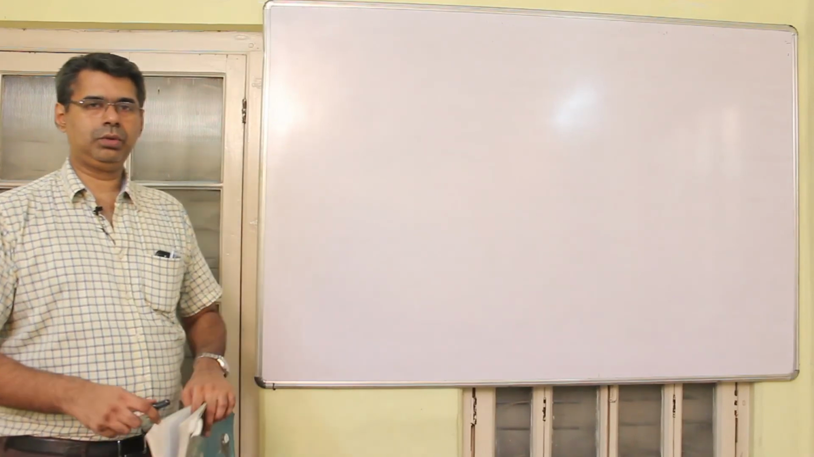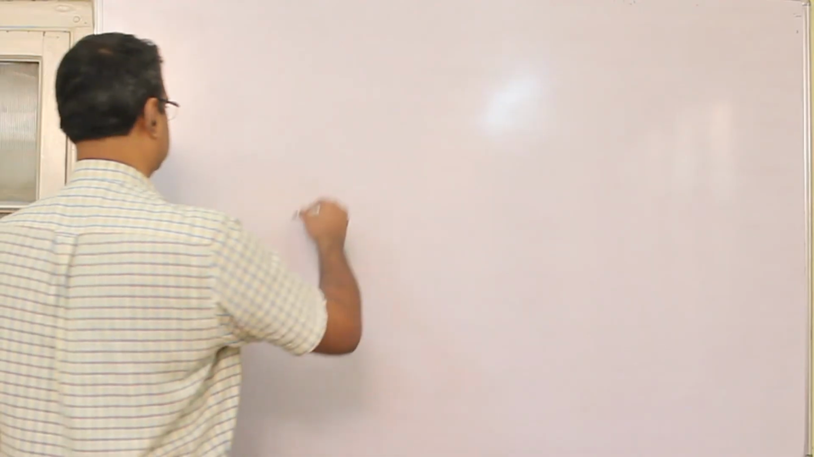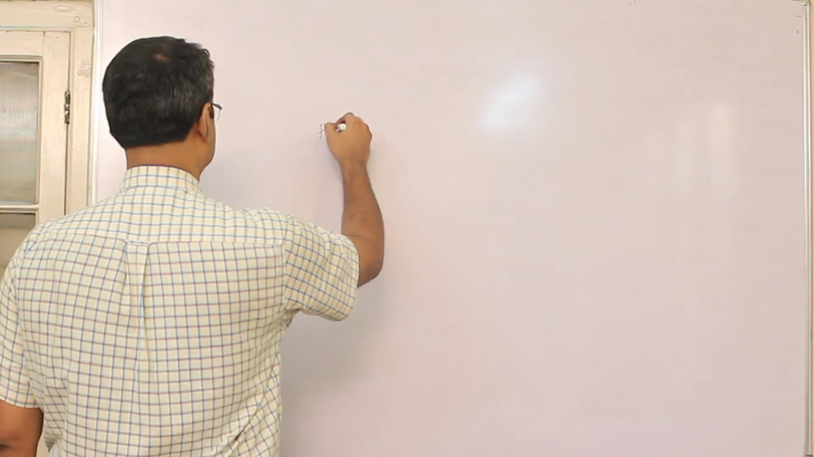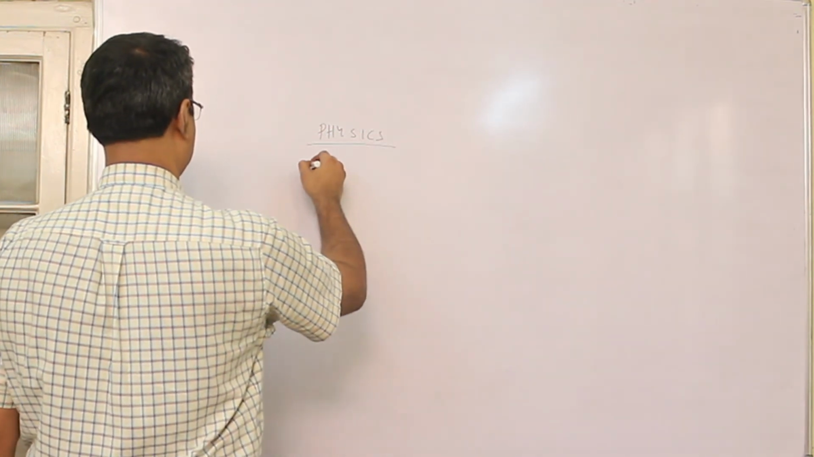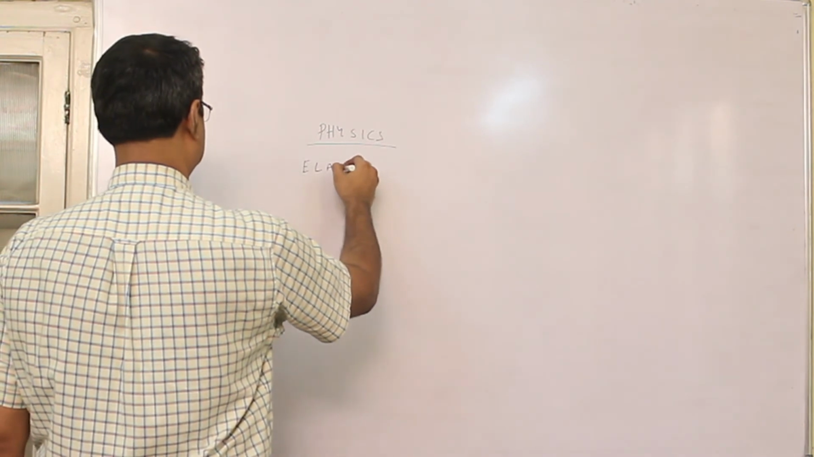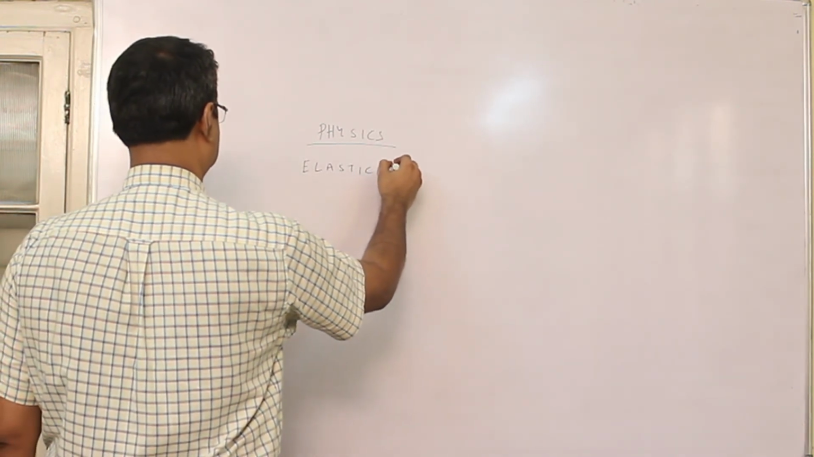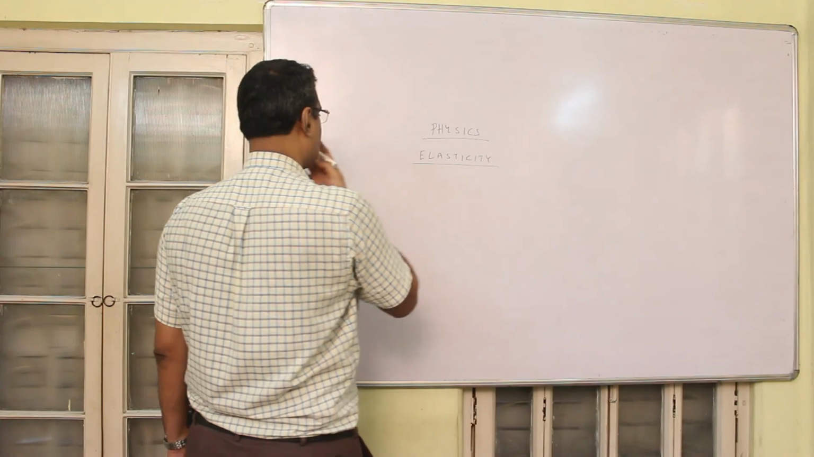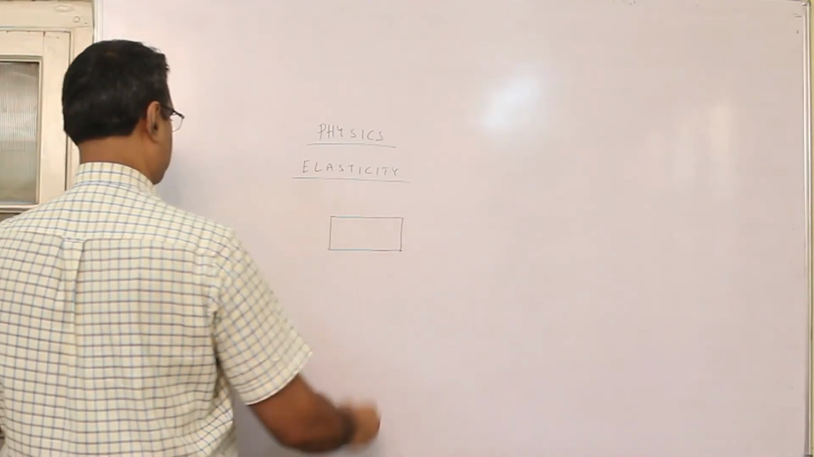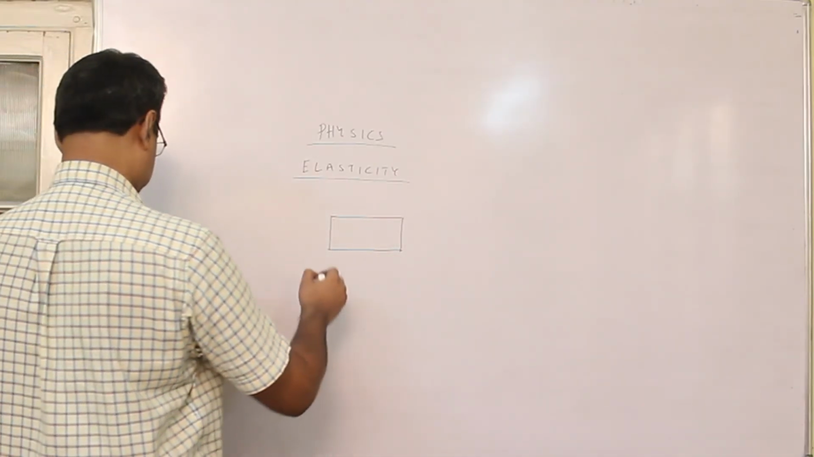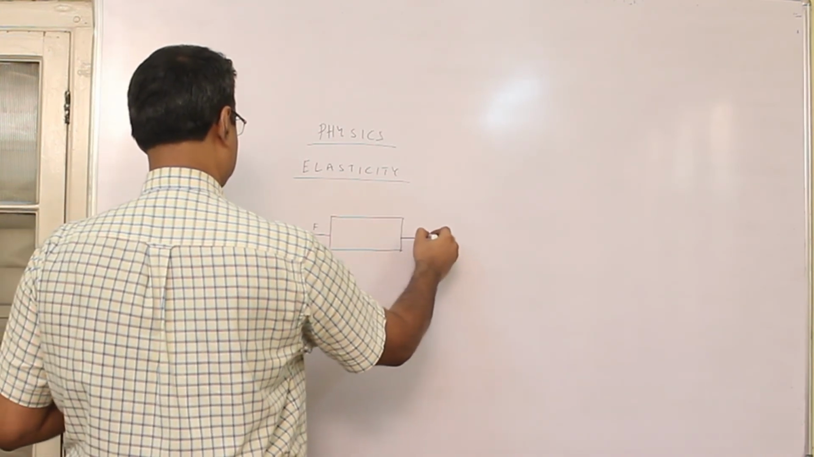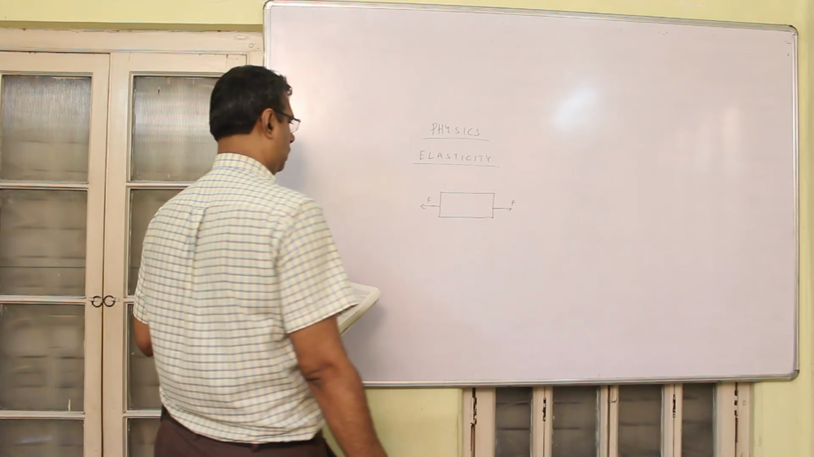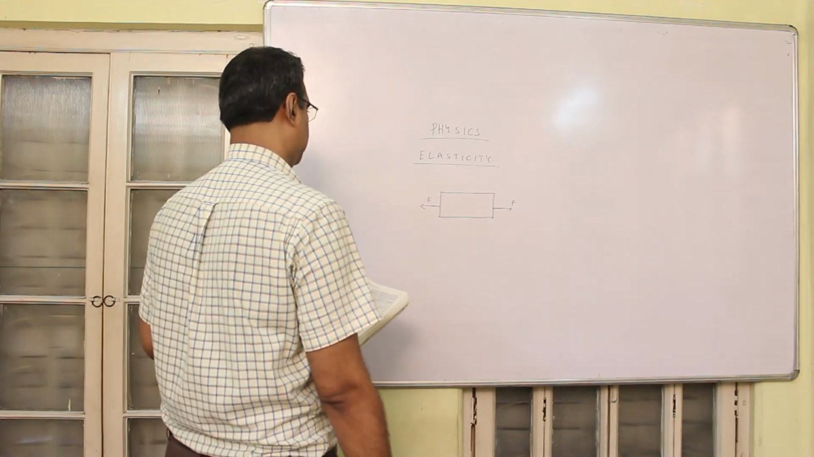Today we are going to do elasticity. Suppose this is a wire, and the wire is pulled by a force F from both sides.